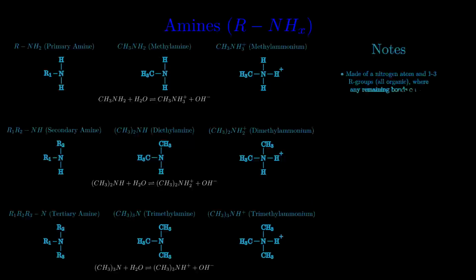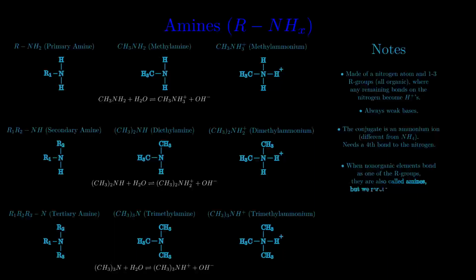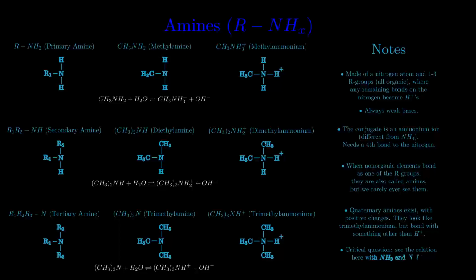So our notes now. It's made of a nitrogen atom and 1 to 3 R groups, which are all organic, where any remaining bonds on the nitrogen would become H pluses. I mean, that's just what we've shown. They're always weak bases, of course. The conjugate is an ammonium ion, which is different from NH4, and it needs a fourth bond to the nitrogen to make it into an ammonium ion.